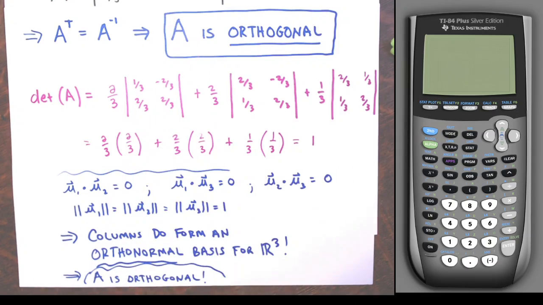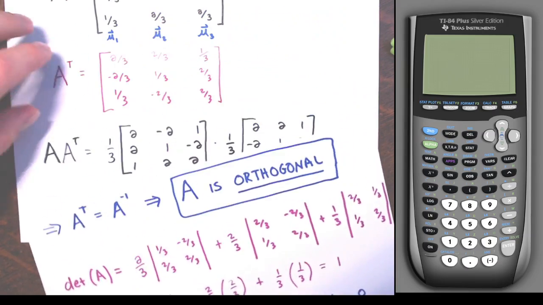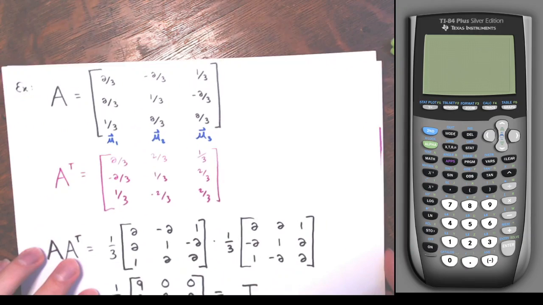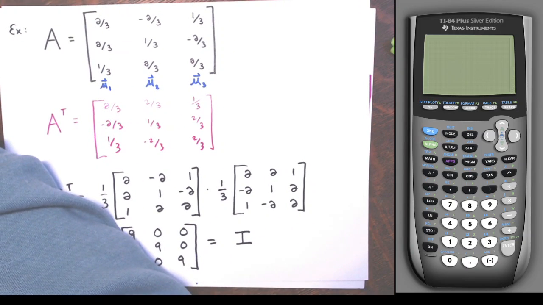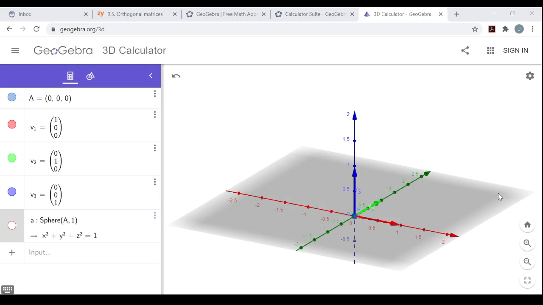And let me show you a picture. Let me draw these vectors in on the 3D calculator in GeoGebra. All right, so I've got it zoomed in a bit. You can see the red vector is 1, 0, 0. The green vector is 0, 1, 0, and the blue vector is 0, 0, 1. Those are the standard basis vectors of R3, and they're orthonormal. They're all 1 unit long, and the angle between any pair of them is 90 degrees.